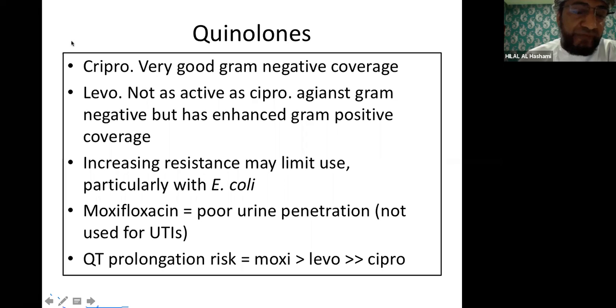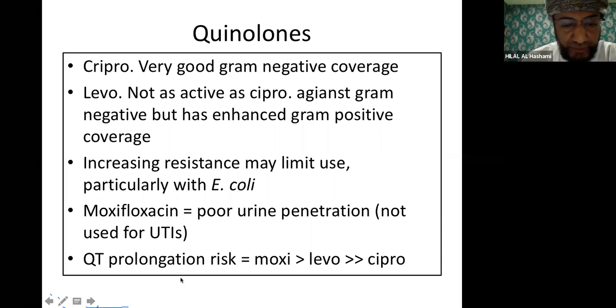who comes from the Indian subcontinent, ciprofloxacin should not be used as first-line treatment for salmonella, because salmonella from the Indian subcontinent has a very high resistance rate to ciprofloxacin. Moving to moxifloxacin, it has poor urine penetration, so it should not be used for UTI.